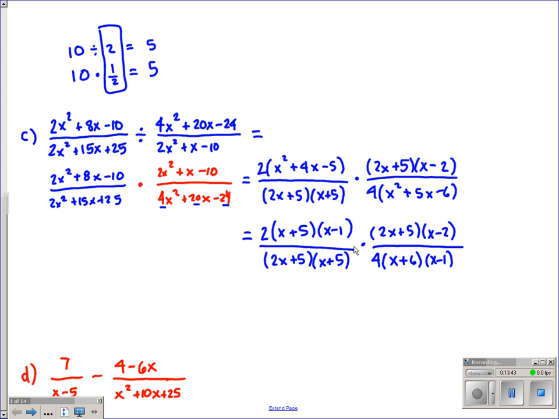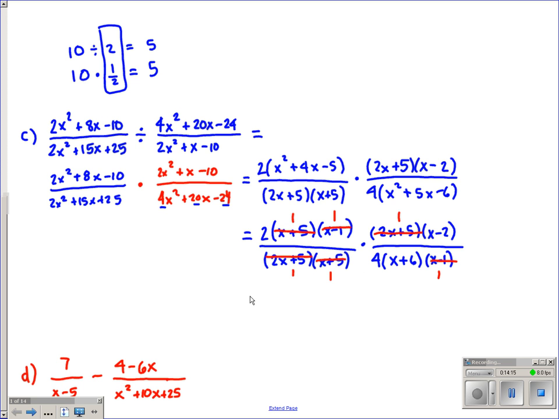Now that we have all multiplication, it's like one big fraction, and we can look for common factors between the numerator and the denominator. I see here that I have an x plus 5 and an x plus 5, which would be like 1 and 1. I know that 2x plus 5 and 2x plus 5, when I divide those, it gives me 1. And I have an x minus 1 and an x minus 1, but when we divide that by itself, it gives us 1.